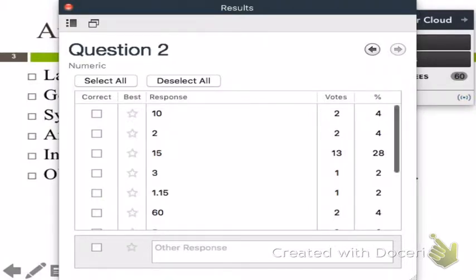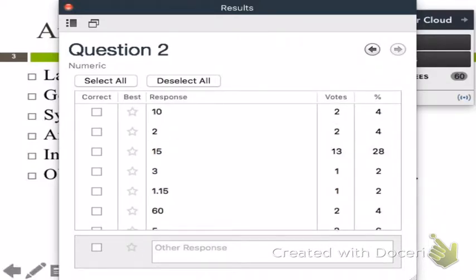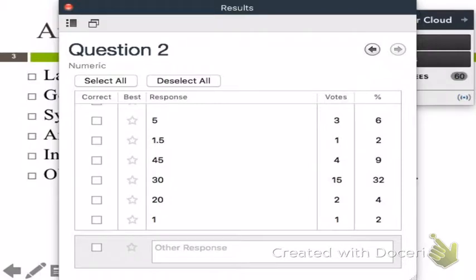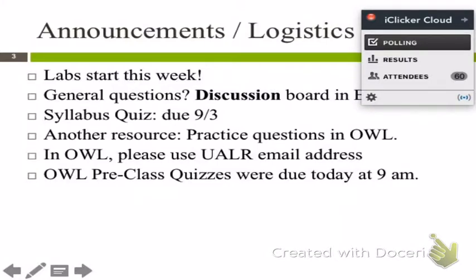Okay, so it looks like half the class said... No, percentage, sorry. 15 minutes, lots at 30. Okay. And there are numbers. I'll go through and look at the numbers as a whole.